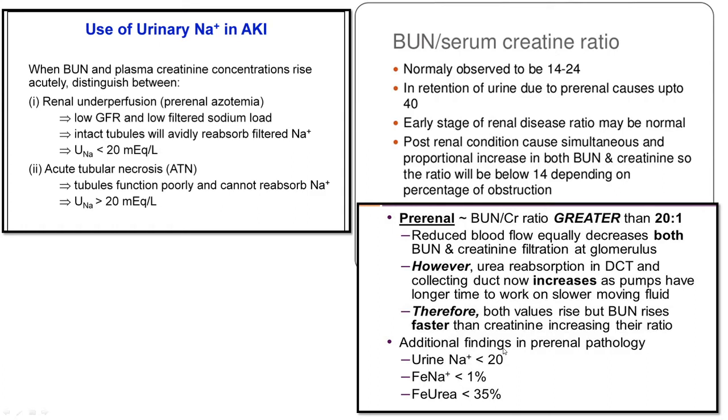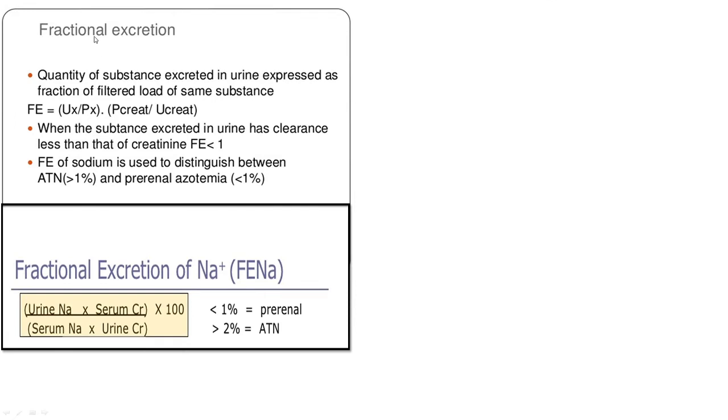And additional findings already noted in pre-renal etiology or pre-renal pathology are urinary sodium less than 20 milliequivalents per liter, and FENa, that is fractional excretion of sodium, less than 1%. Now, the fractional excretion is the quantity of a substance excreted in urine expressed as a fraction of the filtered load of the same substance. So this is the ratio of it.